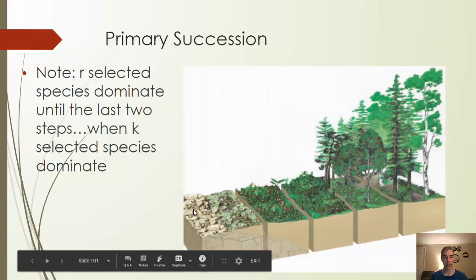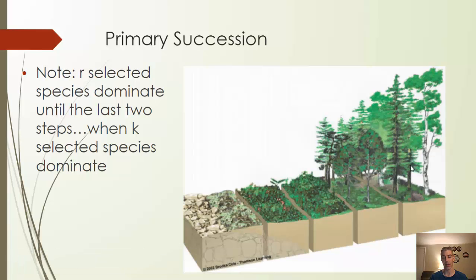Here's showing you primary succession, blank slate, those pioneer species giving way to more shrubby type things, and eventually into the complex community over time. And previously we talked about R and K selected species. R selected species tend to dominate in the earlier phases of ecological succession, and K selected species tend to dominate more towards the end of ecological succession.